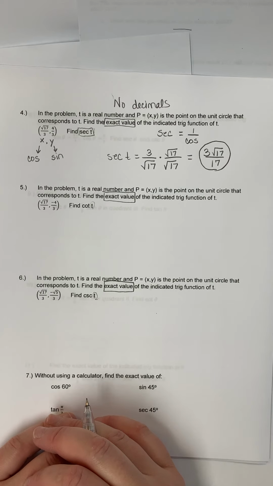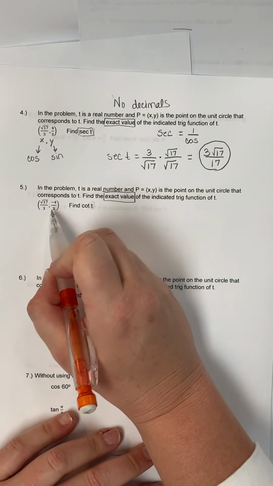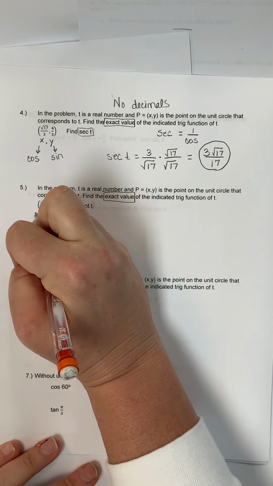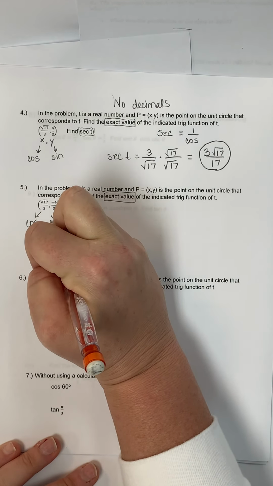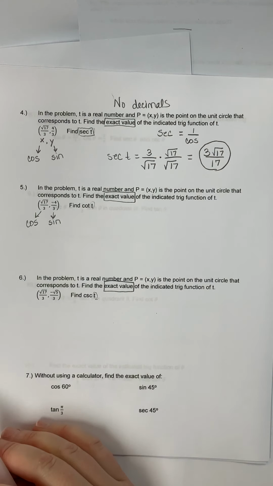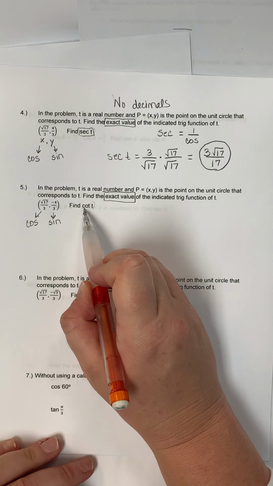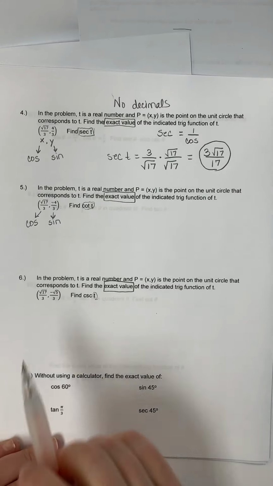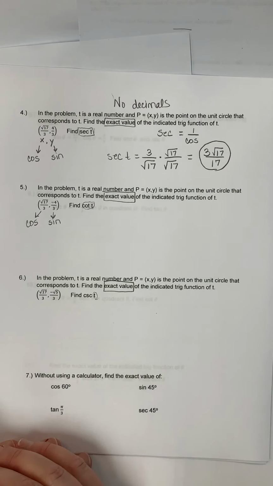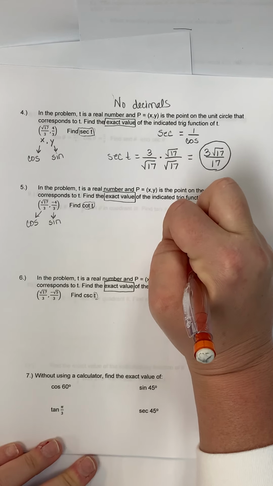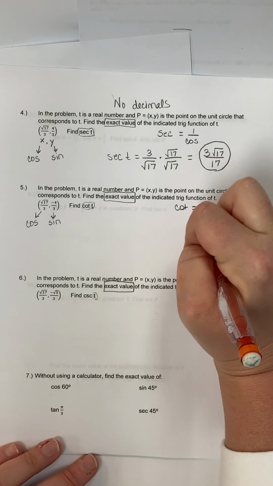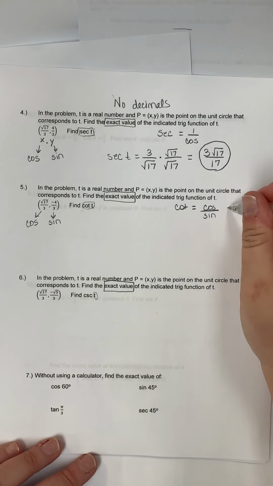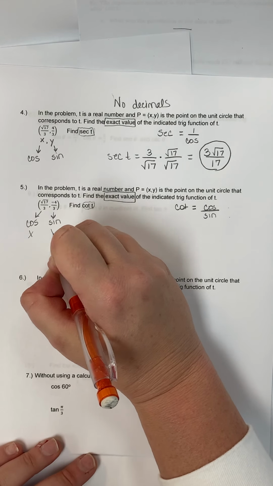All right, let's try the next one. Okay, same situation. The point is a little different. I put in a negative here. So again, this is going to be cosine. This is going to be sine because it says we're on the unit circle. We don't have to worry about dividing that by an r. Okay, now we want cotangent of t. Okay, so if you recall, cotangent is the reciprocal of tangent, but I don't have tangent, so that's not super helpful. What I do know is that cotangent is cosine over sine, or x over y. And here's x and here's y.